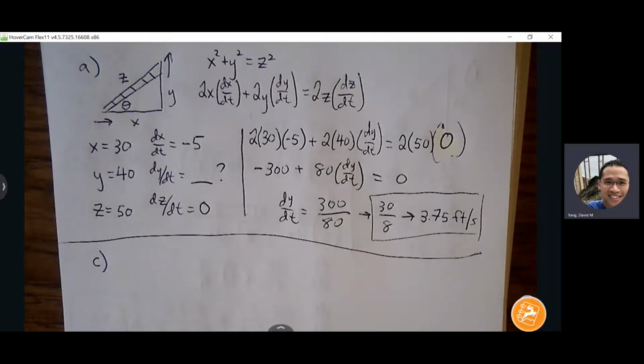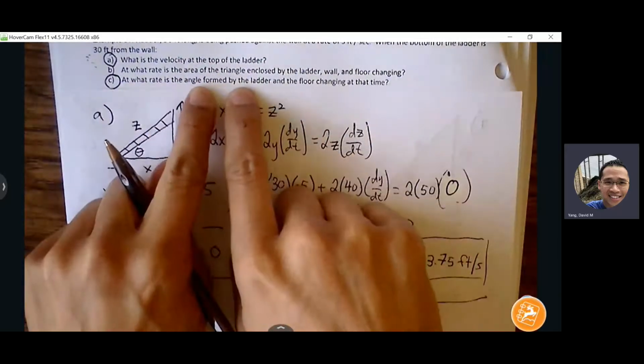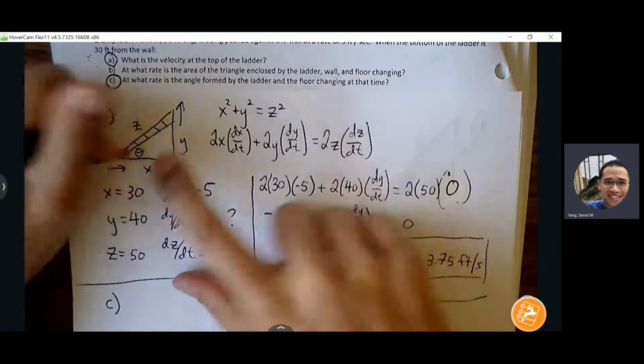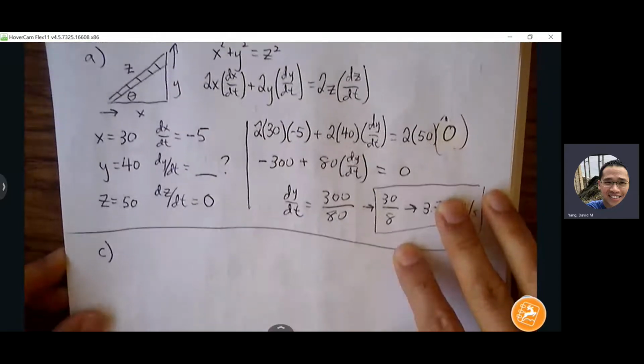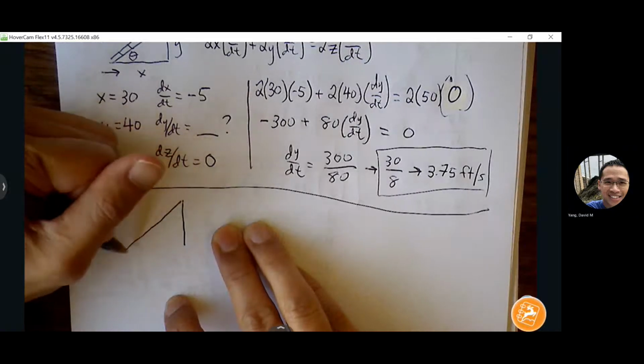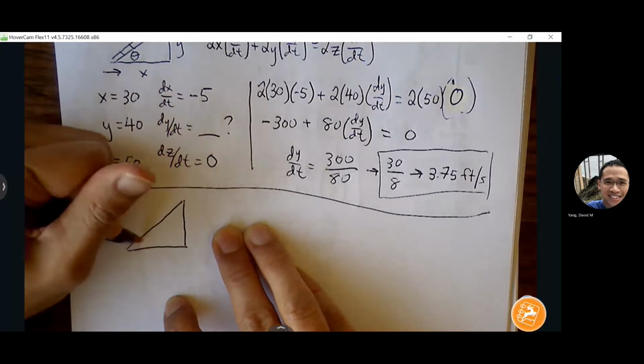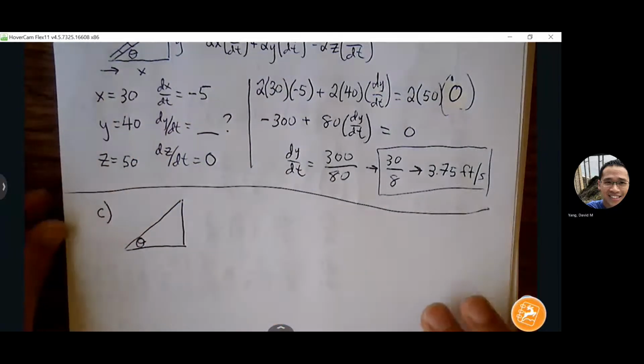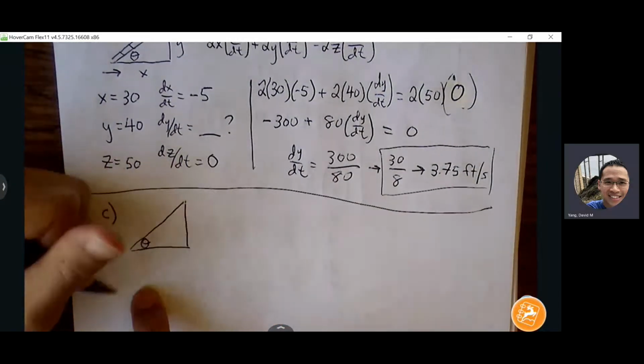Okay, any questions? All right, part C says, at what rate is the angle formed by the ladder and the floor changing? So we're trying to find that dθ/dt. I'm going to redraw the diagram here with just what we need. Okay, so we're trying to find dθ/dt.